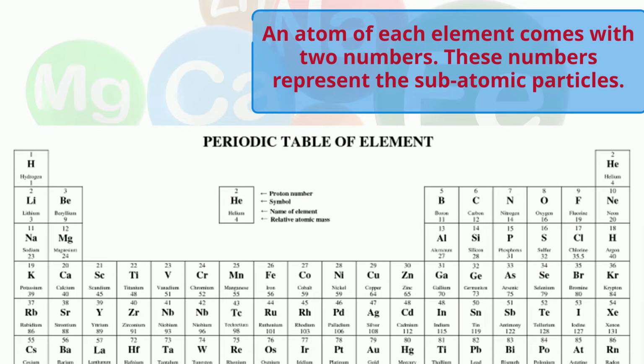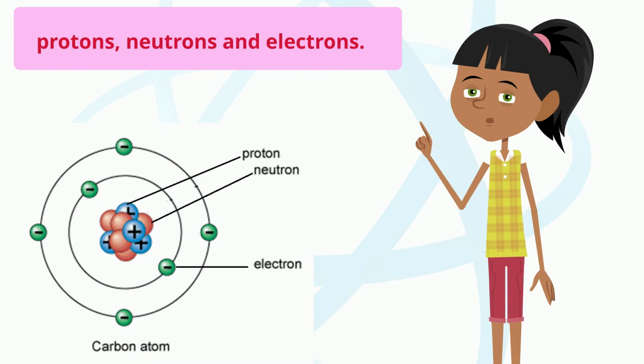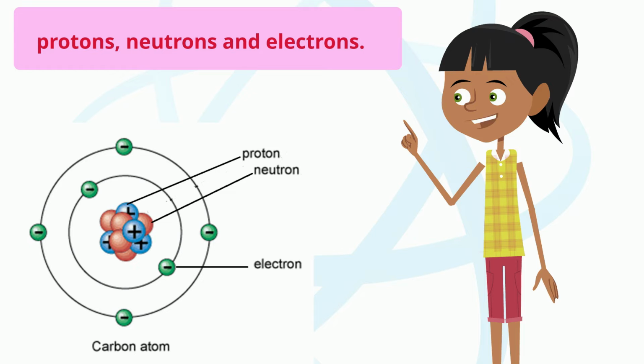An atom of each element comes with two numbers. These numbers represent the subatomic particles. The subatomic particles that make up an atom of each element are protons, neutrons, and electrons.